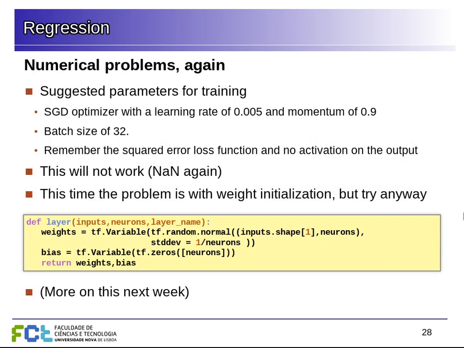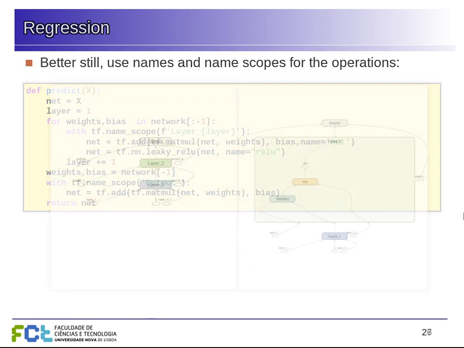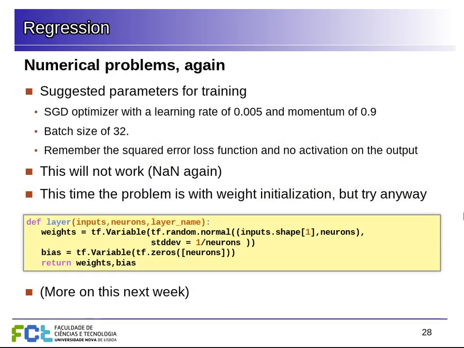Now, I suggest that you use a small learning rate, otherwise you're going to have numerical problems here. Remember that you need to add the mean squared error loss function. I didn't show that here, and all the training and so on. You may have problems again with not a number.